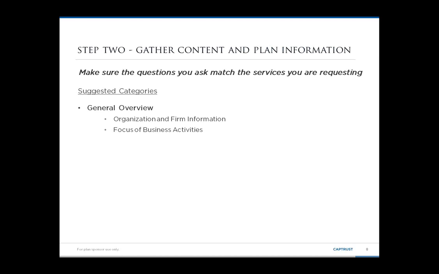We'll go through a list of suggested categories. The first category is just a general overview of the firm. Basic information that you want to understand is organization and firm information: how they're organized, their staff, where they're located, what their history is. And the other focus you want to understand is their business activities. You want to understand if retirement plan advisory services is their main focus, if it's one of a number of businesses, or how all those businesses are associated.